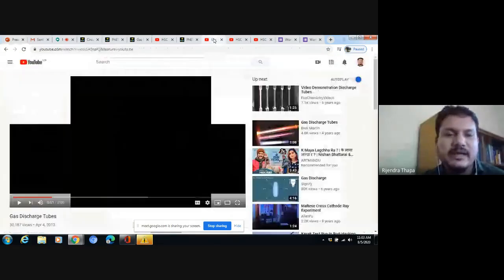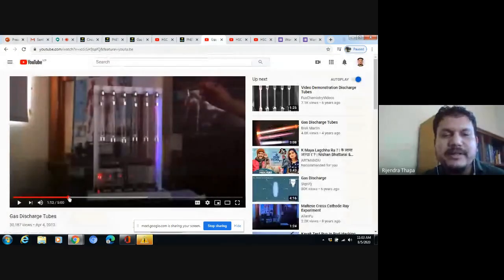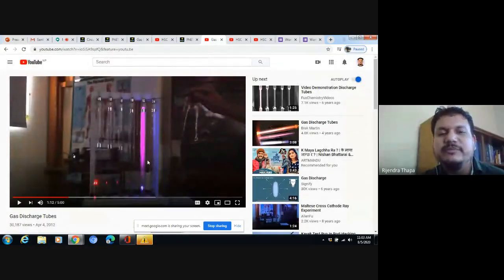Let us see here. In that scenario, this discharge phenomenon will be seen in the discharge tube when the pressure is reduced to 1 mm of Hg and a voltage of 10,000 to 15,000 is applied between these two electrodes. This one is the cathode and this one is the anode. What you can see here is a glow. And what sort of glow is here?